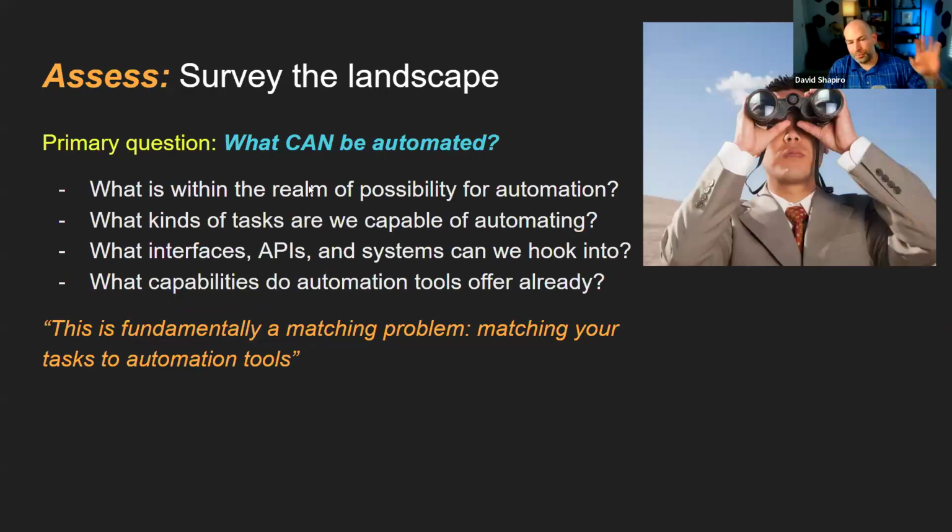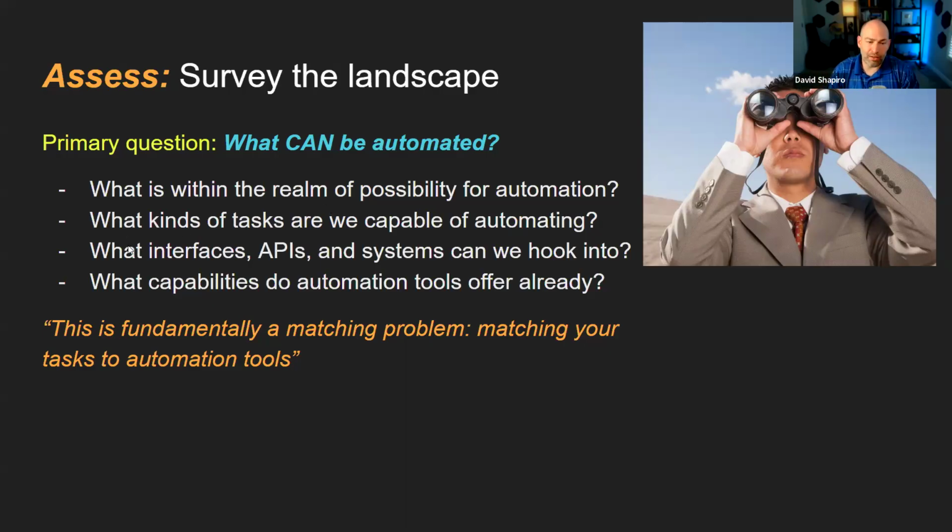Okay, so let's slow down and look at each individual step. Assess, survey the landscape. The primary question is, what can be automated? So there's a bunch of questions that you can ask yourself when you're at this kind of scouting phase. What is within the realm of possibility for automation? Just what is the technology capable of? Next is, what kinds of tasks are we capable of automating? That's looking at your own skills. What do we know how to do, or what do we want to learn how to do?